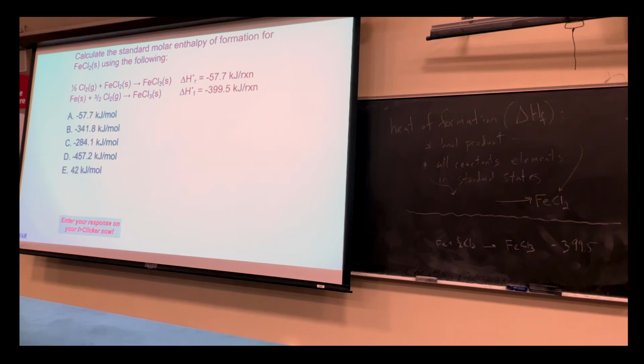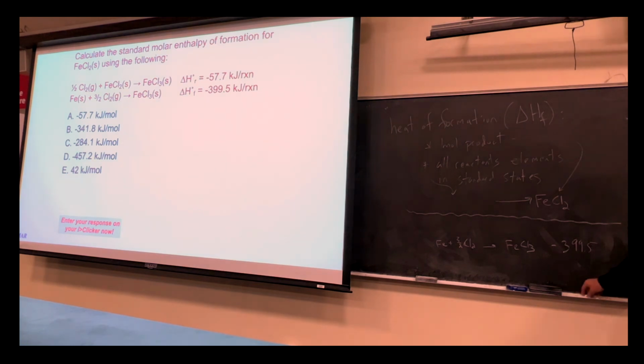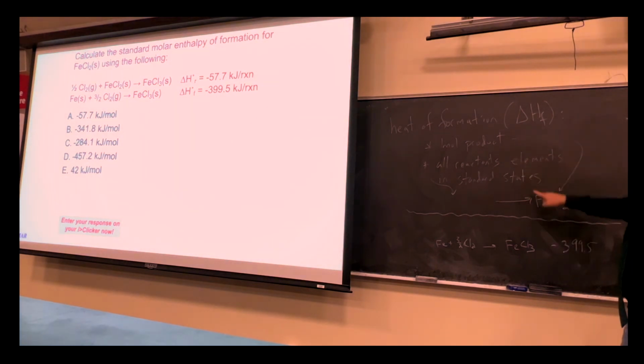So in this problem, the first thing to do is to figure out the desired equation that you're looking for. In Hess's law problems, you've got to know what you're aiming for. And this is another heat of formation equation. So again, when you have a heat of formation, the two things to pay attention to: 1 mole of product, so FeCl2 will be your only product, and the reactants will be elements in their standard states, and that way you don't have to worry about their enthalpies and stuff.